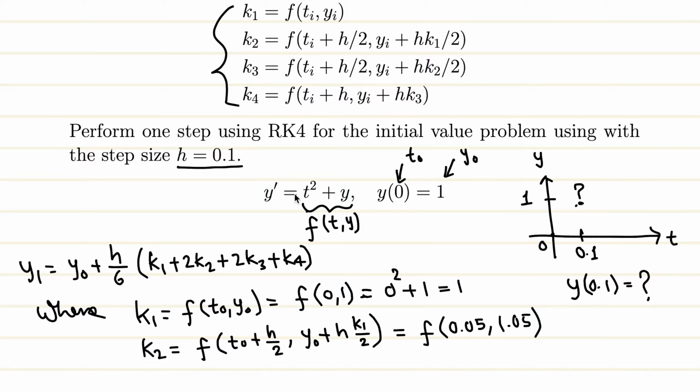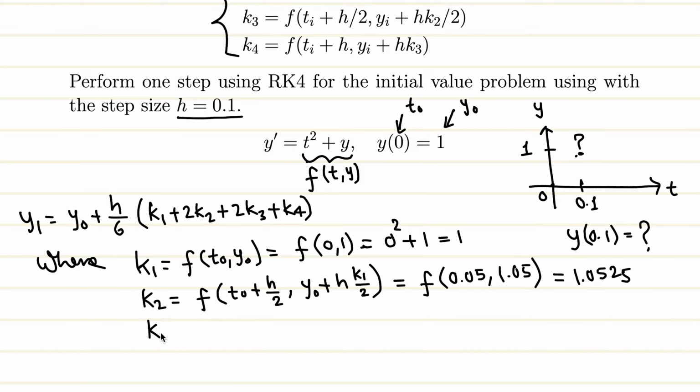Okay, so that is f of t, y. Now here is the function, plug in here. Okay, this is kind of easy. t squared, so 0.05 squared, plus y, 1.05. I'm just giving you the number using a calculator: 1.0525. That's f of t, y, t squared plus y.